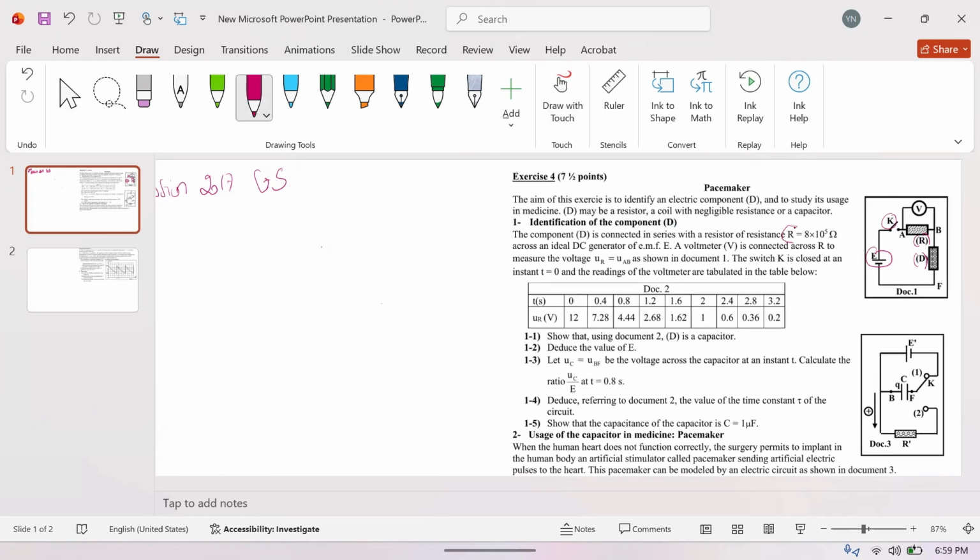And we have a resistor R. We have a DC generator of EMF E. There's no internal resistance. A voltmeter, as I said, resistor, and the component D.